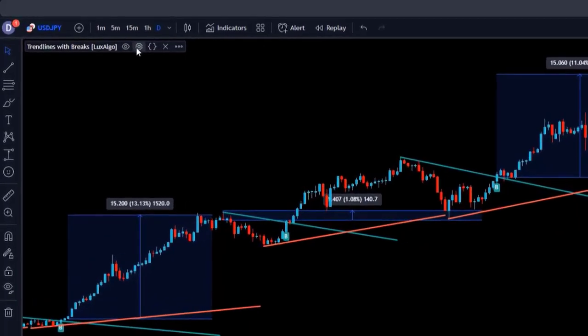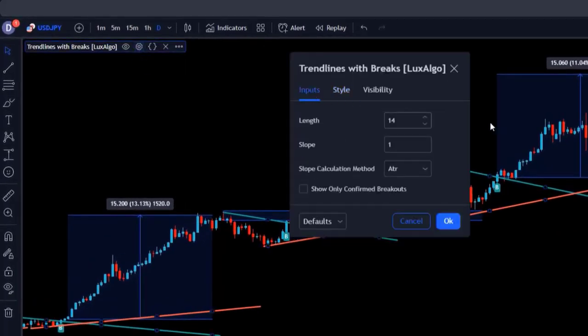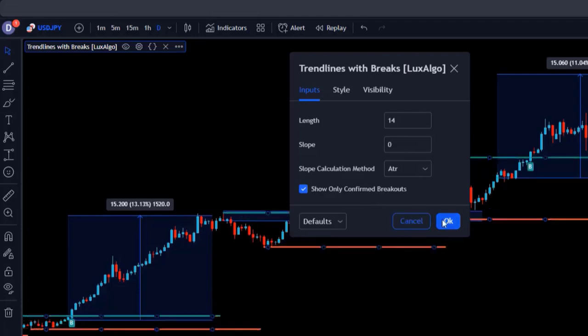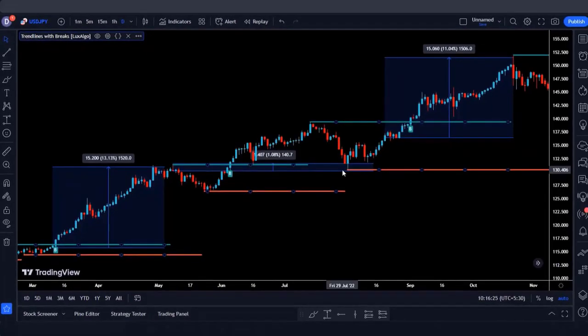Open the indicator settings and the inputs tab, leave the length option on 14 and change the slope option from 1 to 0. And make sure to enable the show only confirmed breakdowns option. Now our indicator is ready and we can close the tab.